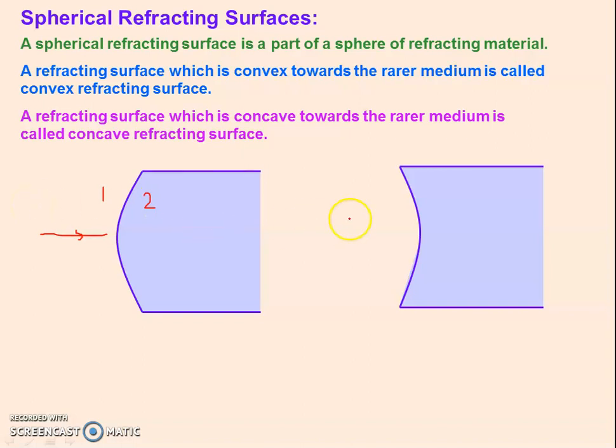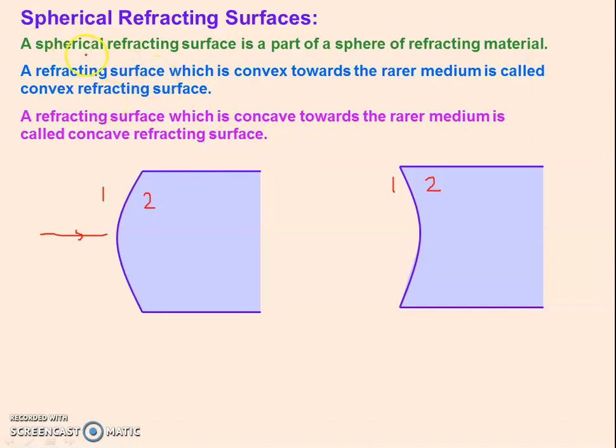rarer medium. Second, in the second diagram, in the left hand side this is the rarer medium, and in the right hand side this is the denser medium. So when we see this surface from the rarer medium, it appears concave. So it is a concave refracting surface, since refraction will take place from this surface.